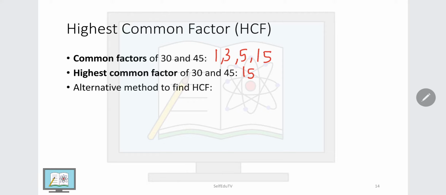So let's say if we want to find the lowest common factor, it will always be 1. For any pair of numbers, it will always be 1. That's why in a question you will never be asked to find the lowest common factor, because the answer is always 1.